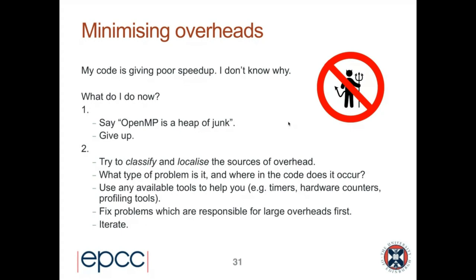So that might just be timers. Right? You can get a lot out of timers. If you put a timing call around every parallel region, that really helps to localize the problem. So you can calculate the speed up for all the different parallel regions in your program. So that helps you understand where the problem is. But other things as well, hardware counters and profiling tools can all be useful. Some of these things are quite difficult to learn how to use. They have quite a steep learning curve.